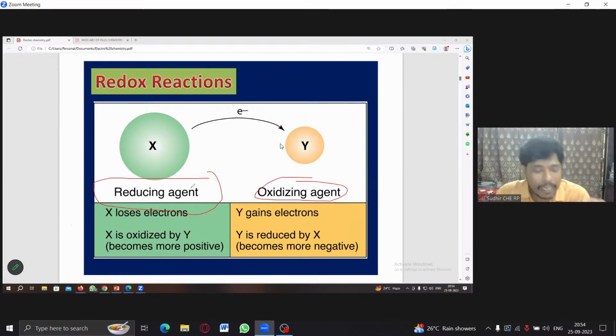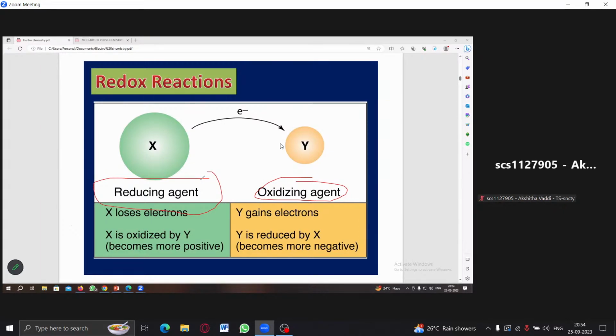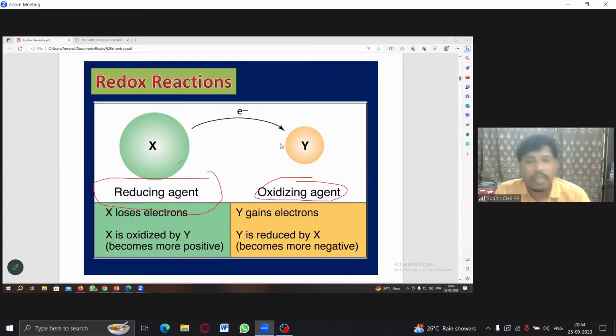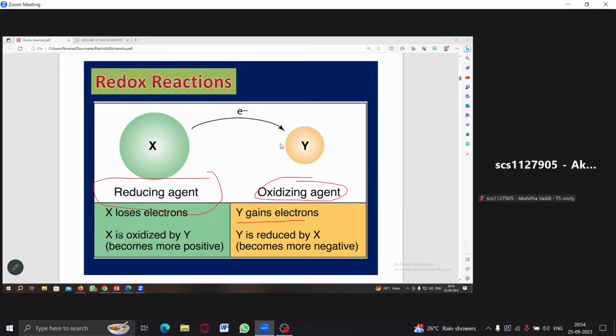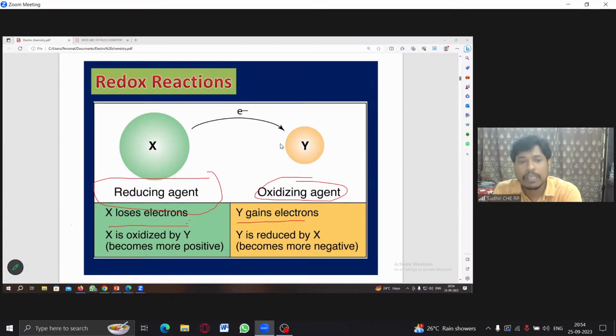So here, don't directly use the word agent. The species or the substance which loses electrons is called the reducing agent, and which gains electrons is called the oxidizing agent. Yes, sir. This is a kind of definition we can use for the reducing agent and oxidizing agent. So can any one of you tell me any other form of definitions for reducing and oxidizing agents?